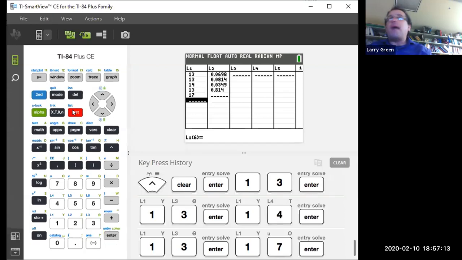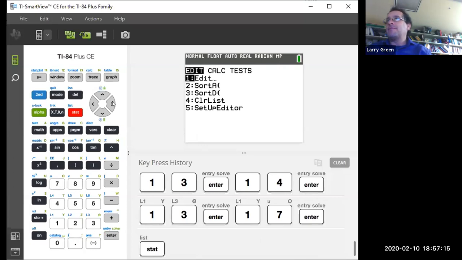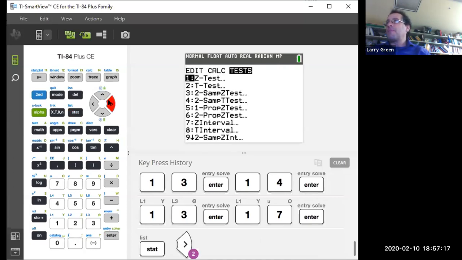Then I'm going to go back to stat. I'm going to go to tests. And this is still a t-test. The t-interval. Because it's the same idea. We're looking for a mean, right? This is quantitative. And that's a t-interval. And we want a confidence interval.